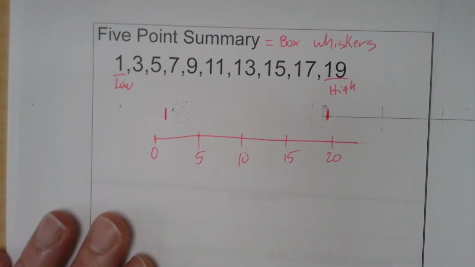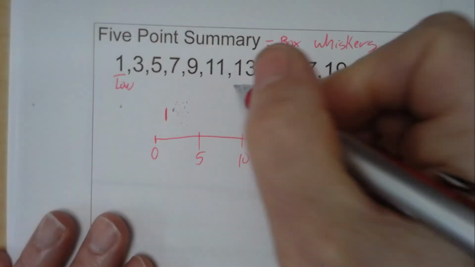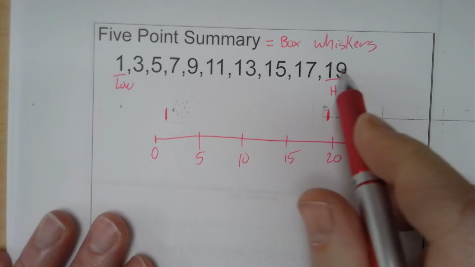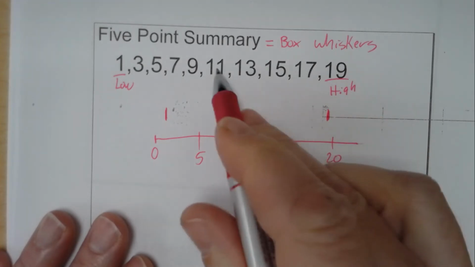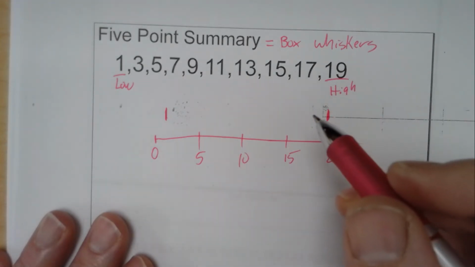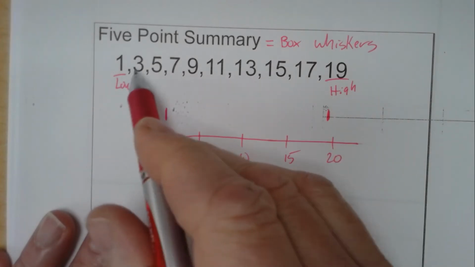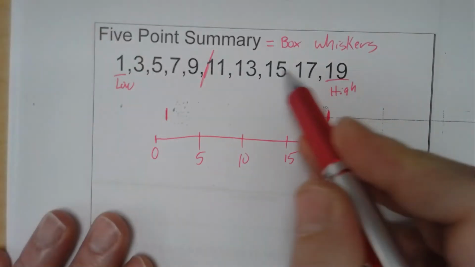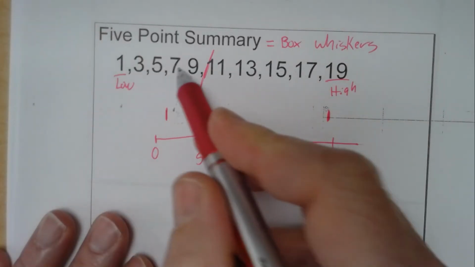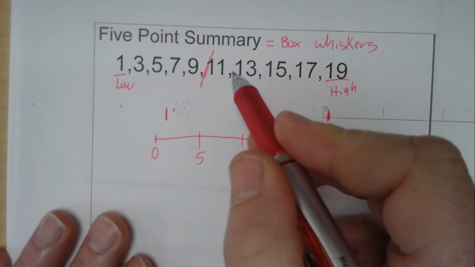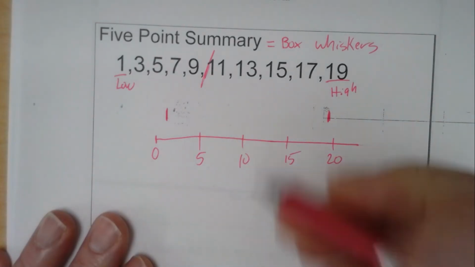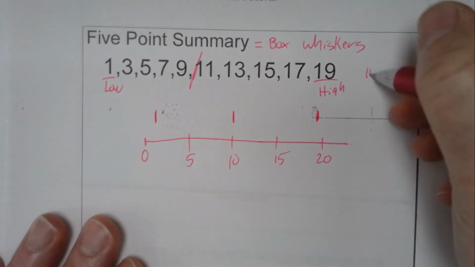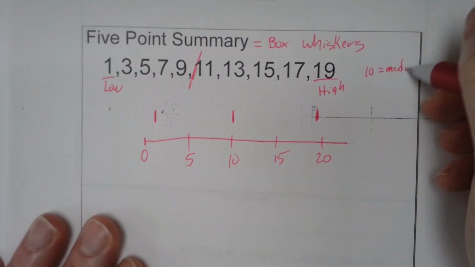Then the next thing you mark is the middle number. So you go 1, 2, 3, 4, 5, and then 1, 2, 3, 4, 5. So there's 10 numbers here, right? So there's the center. When there's no exact true center, you do the average of the two middle numbers. So 10 would be the median.